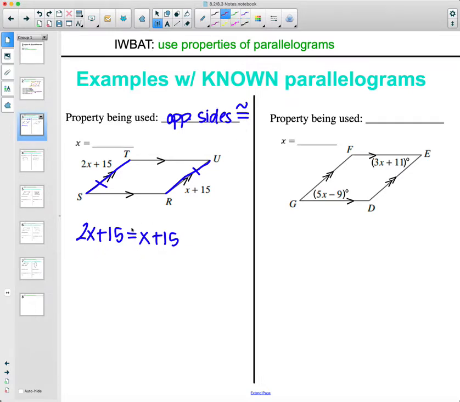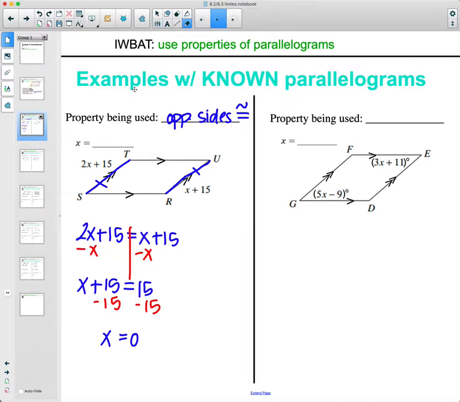Now we'll solve it. I'm going to get the x's on the same side right away, so I'm going to subtract 1x from both sides. So then I get x, since 2 minus 1 is 1x, plus 15 equals 0 plus 15. To get x by itself, we're going to subtract 15 from both sides. So we just have x equals 0. That feels weird, but if you plug in 0 here, 2 times 0 is 0, so this side is 15. 0 plus 15 is 15, so both sides are 15, so that's good.